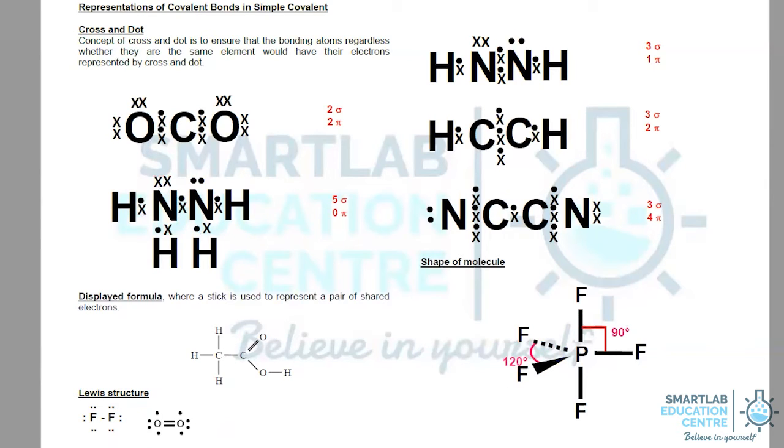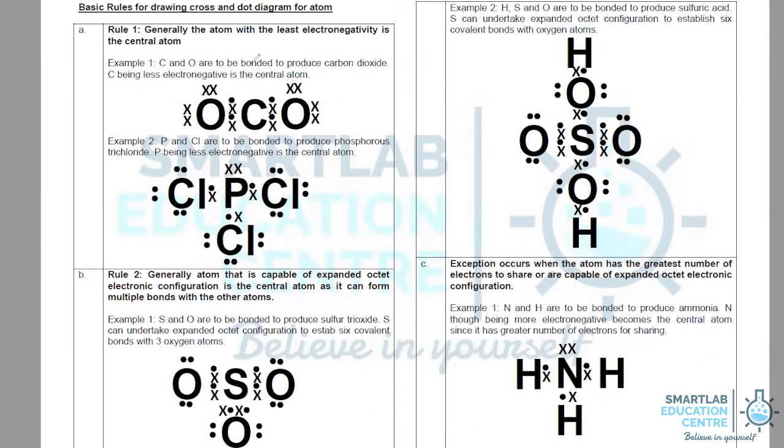Finally, let's take a look at some of the rules that are applied when you do your cross and dot. Rule number 1 is that the atom with the least electronegativity becomes the central atom. So in the case of carbon dioxide, C is the least electronegative, therefore it is more generous, sharing its electrons with the other atoms. The atoms which are more electronegative will always be non-central atoms because they just want to share with one atom, specifically the central atom.